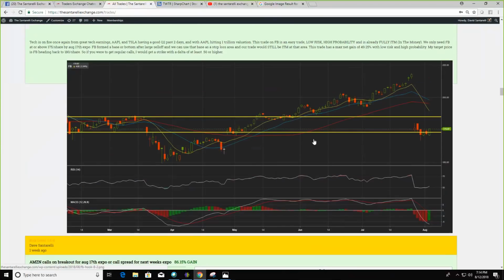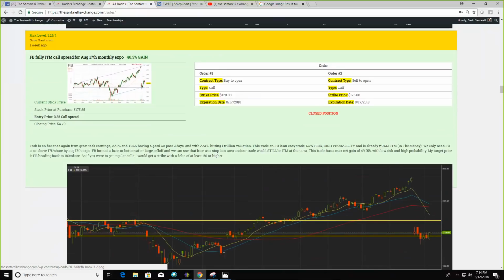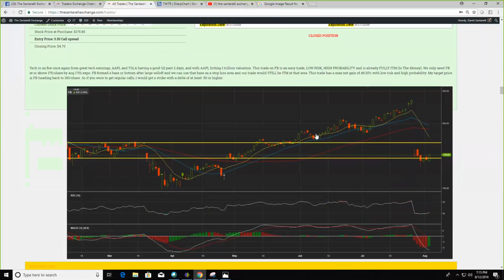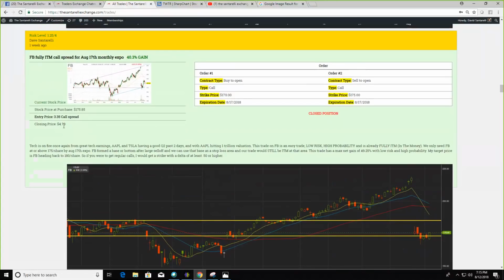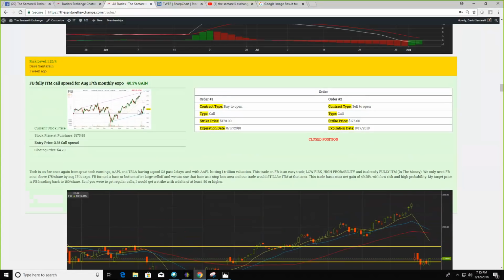Here's another one, Facebook. Guys, here was when we entered Facebook, okay? So on Facebook, we got the spread. We got the in the money. If you see the one I went over here, 170 and 175. That was a fully in the money spread. We got it for 470 or 335 a contract. We could have let that expire for max gain, but what we actually did was took the profit on this of 40.3%, and then we bought some calls and made some day trades that made over 130% return.